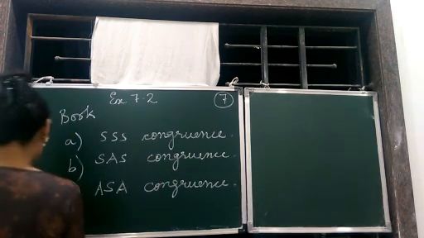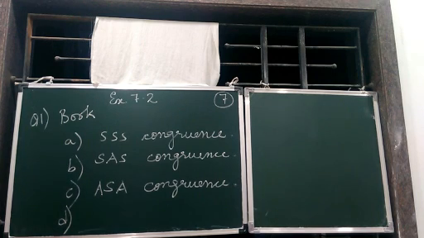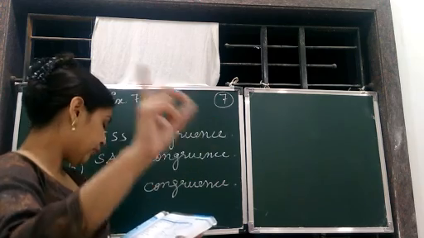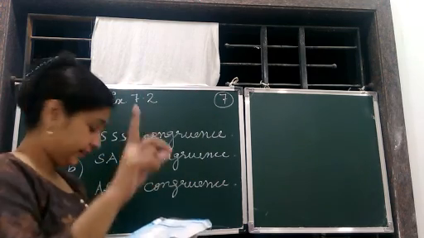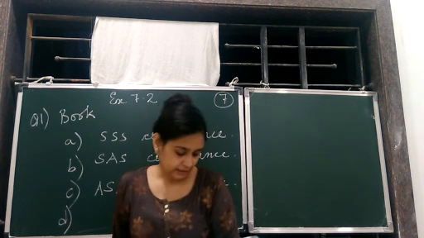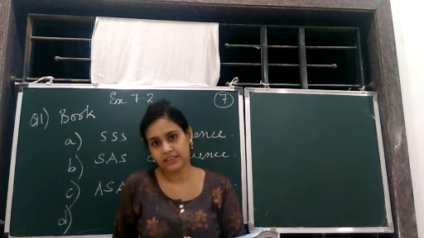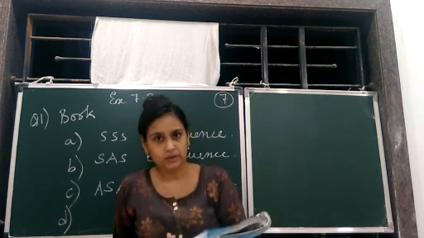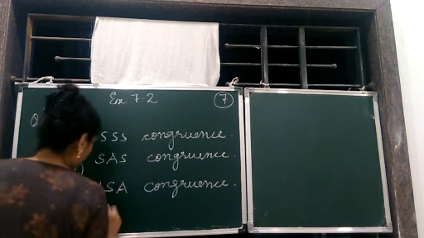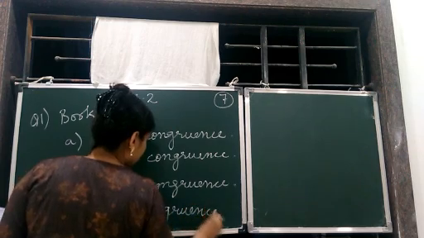Then there is D also. Given ED is equal to DB, that means it's a side. Then AE is equal to BC, again it's a side. And angle A is equal to angle C, which is equal to 90 degrees. 90 degrees, that means right triangle property. Okay, so it is RHS congruency rule. RHS congruency.